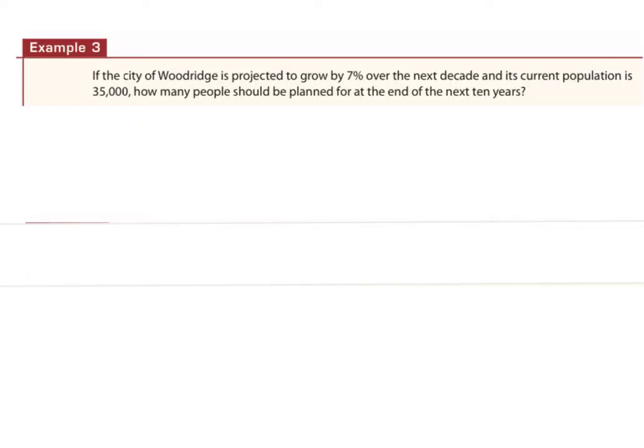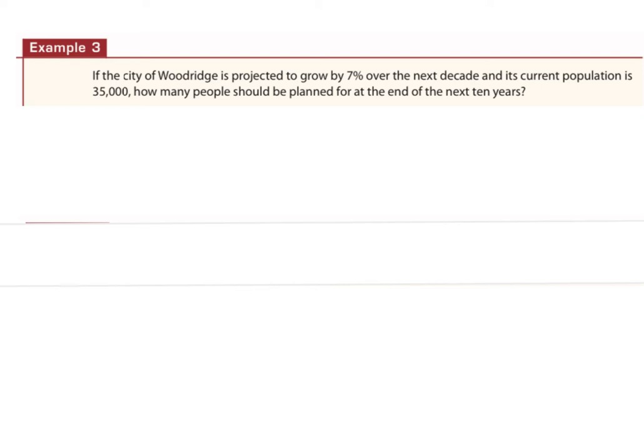Now we're going to actually look at when they tell you it changed by a percentage, and it increased or it decreased by this percentage. And so this first one is that it increased by a percentage. If the city of Woodridge is projected to grow by 7% over the next decade and its current population is 35,000, how many people should we plan for at the end of the next 10 years? All right.